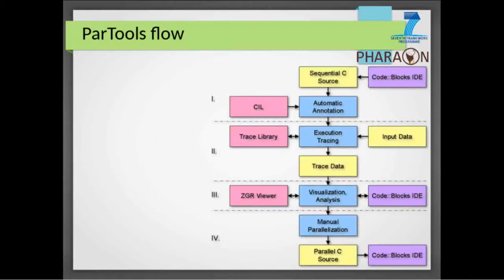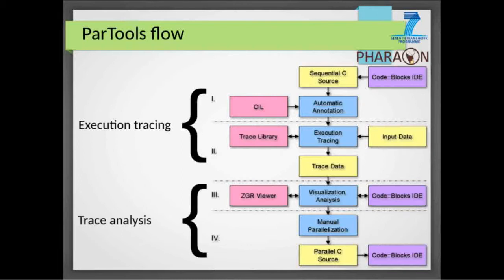The ParTools flow can be divided in two major phases. First, the trace of the program execution is acquired. This includes the execution profile of the program statements, the data dependencies, information about loops, call stacks, and so on. This step is typically done only once. Next, the developer can analyze the trace data to discover parallelization opportunities. The most promising of these can be implemented and tested in parallel versions of the program.